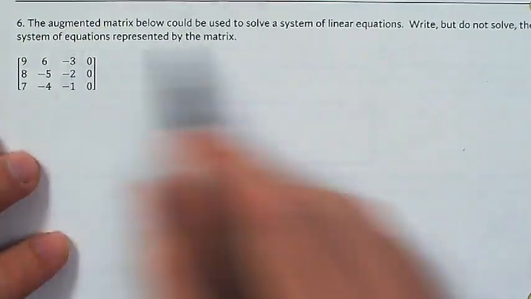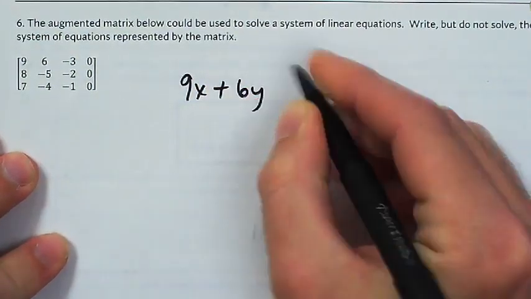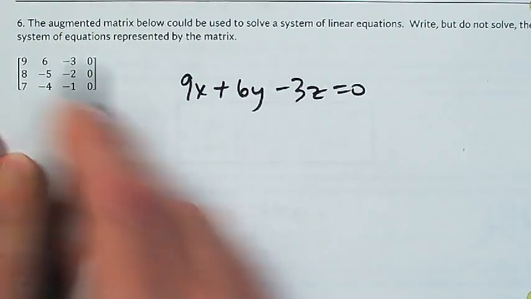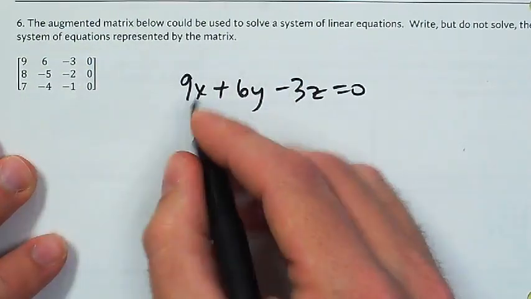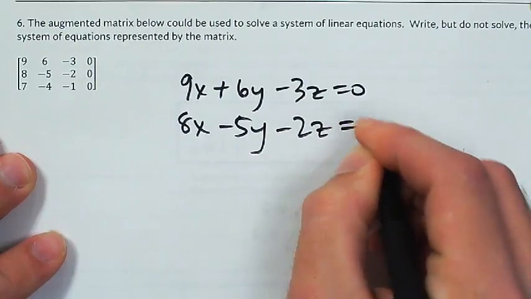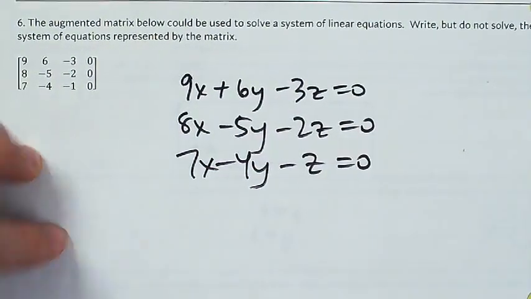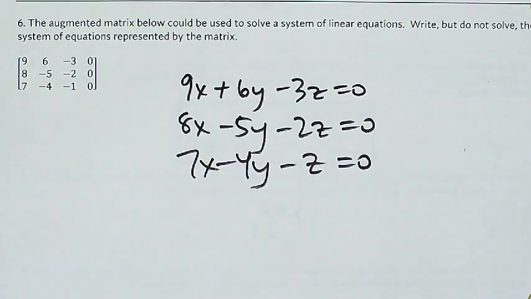And then down here, the last one, we've got an augmented matrix that represents a system, so that'd be 9x plus 6y minus 3z equals 0. Each row corresponds to an equation. We're just going to kind of copy them in. Okay, and there we go. We got ourselves a system. It didn't ask us to solve it, so we're just going to stop there. That's going to be all for this video. Thanks for watching.